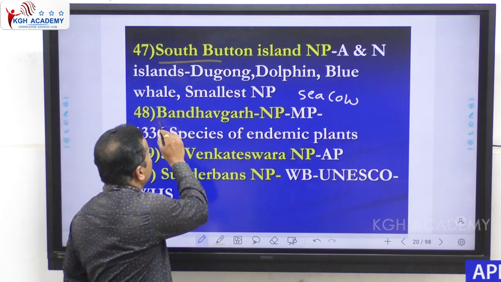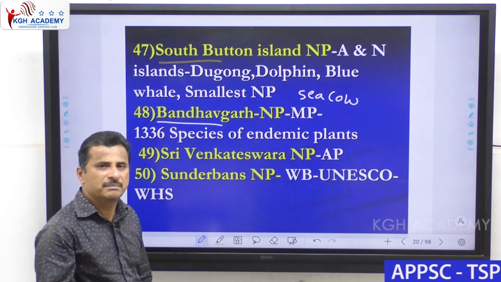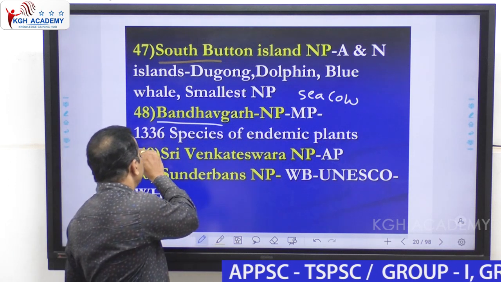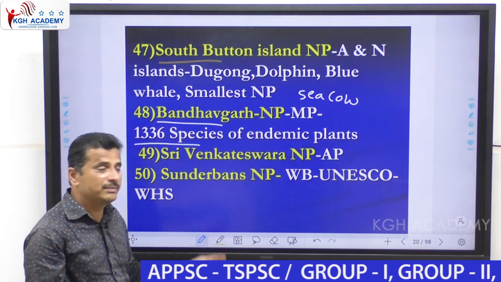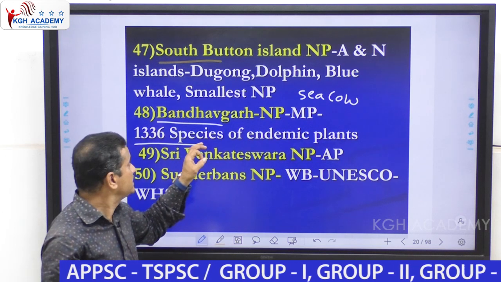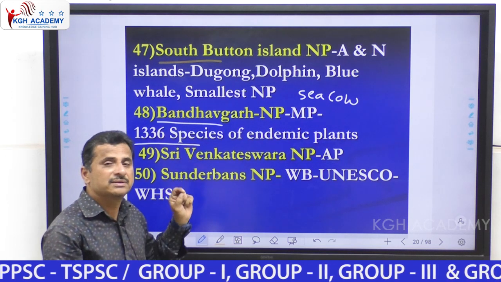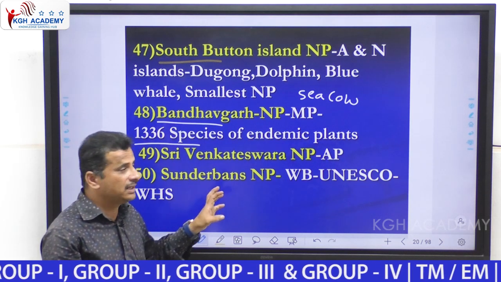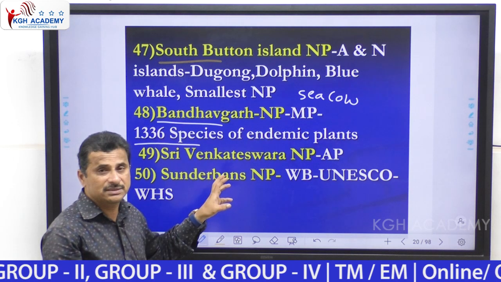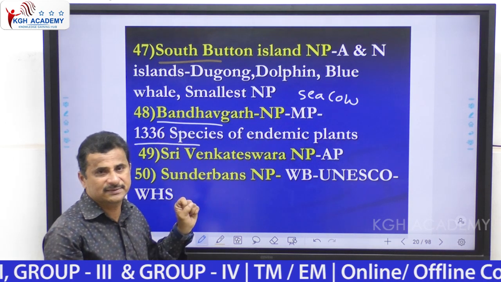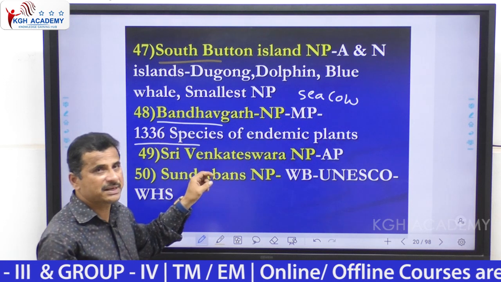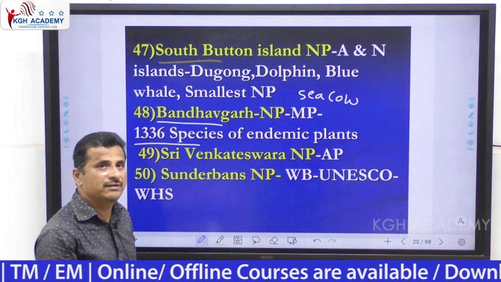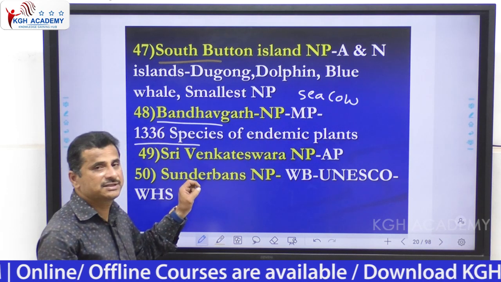Next, Bandhwagar National Park is present in Madhya Pradesh. Very important here: 1,336 endemic plant species are present in this national park, meaning it has very rich biodiversity. This area contains many endemic species, meaning related to one particular place. So Bandhwagar National Park, Madhya Pradesh, is very famous for endemic plant species.